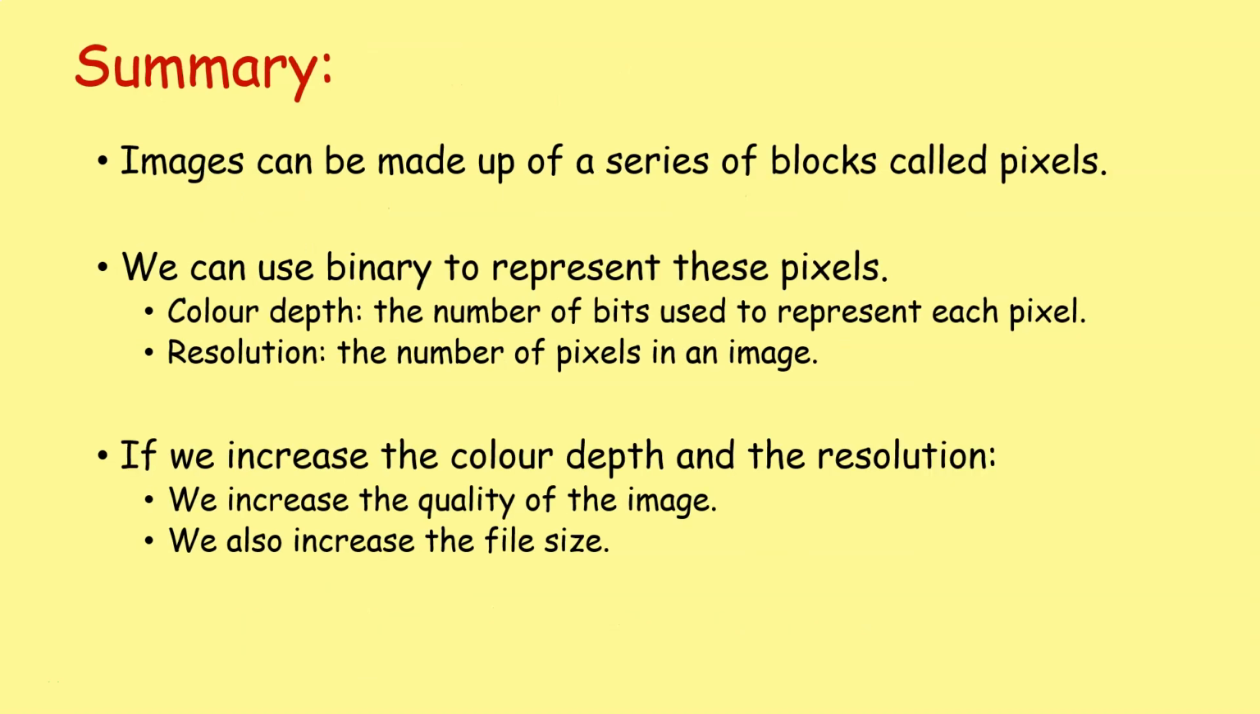In summary, images can be made up of a series of blocks called pixels. We can use binary to represent these pixels. Color depth is the number of bits used to represent each pixel. The greater the number of bits, the greater the number of colors that we can represent in each pixel. Resolution is the number of pixels in an image. If we increase the color depth and the resolution of an image, we increase the quality of that image, but we also increase the file size. Conversely, if we decrease the color depth and the resolution, we decrease the quality of the image, but we also decrease the file size.